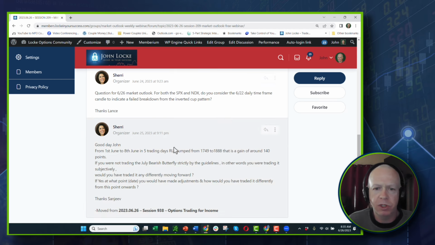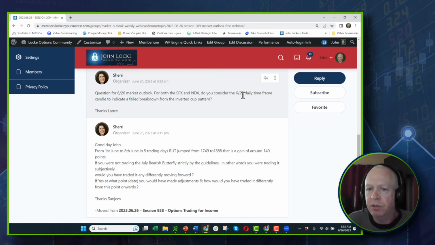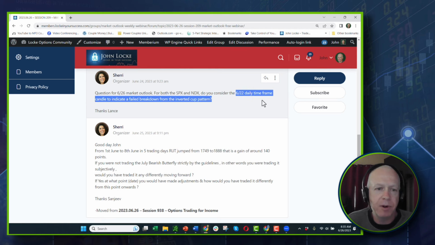And that's why I kind of push this here into Market Outlook, because it shows a way of maybe effectively utilizing technical analysis as we go along. So question number one is for both the SPX and NDX. Do you consider the 622 daily time frame candle to indicate a failed breakdown from an inverted cup pattern?